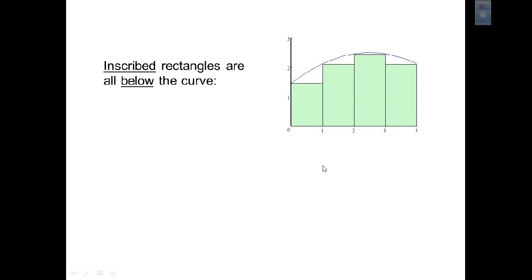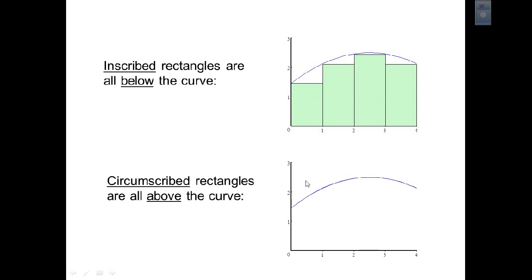Okay, another way is to use circumscribed rectangles. They are all going to be above the curve. So where we have the same curve here, instead of using a left hand, we would use a right hand here to get above the actual curve. So we're above there using a right hand, above there using a right hand. Here we use a midpoint to keep everything above it. And then here we use the left hand to keep everything above it.